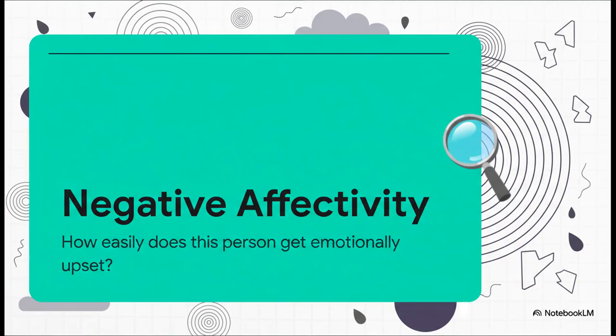First up, we've got negative affectivity. This basically captures a person's tendency towards things like chronic worry, anxiety, and just a general emotional sensitivity. It's really about how quickly and how intensely they experience those negative emotions.